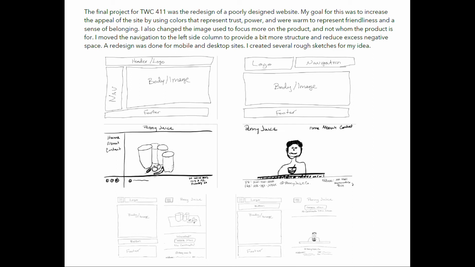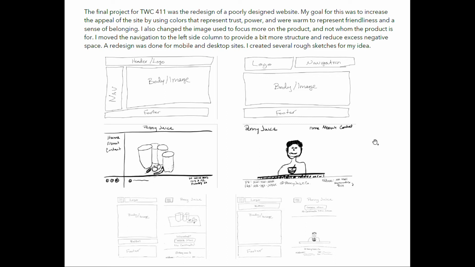The way it was originally laid out, it didn't feel like it flowed very well, and there was a lot of negative space. So I created several wireframes, which are these here, indicating where I would place the logo, the image or the body of the website, navigation, and a footer. You can see I had two different layouts, and then I made some wireframes for a mobile site as well, with similar layouts but just adjusting the positioning of stuff.